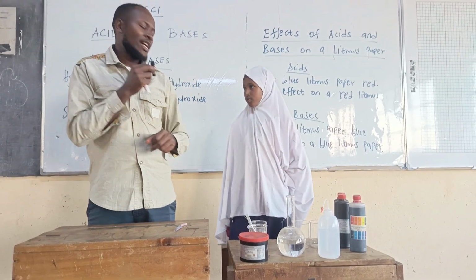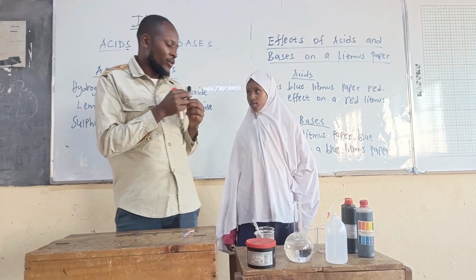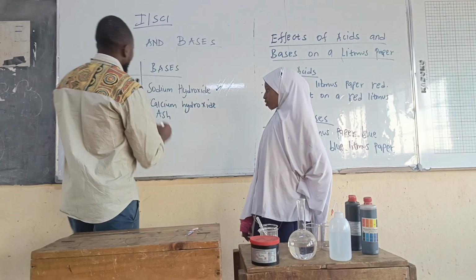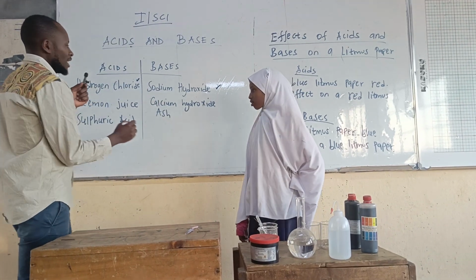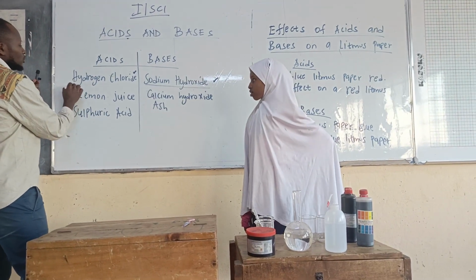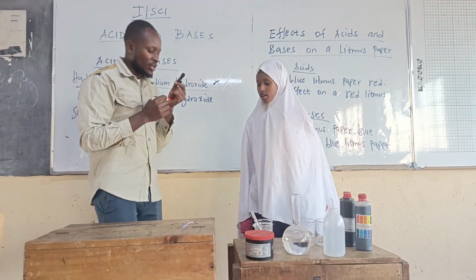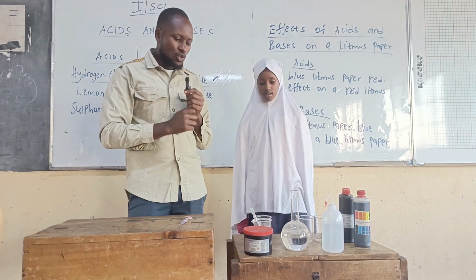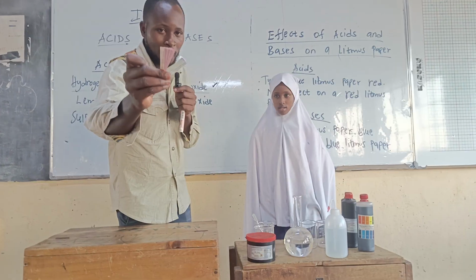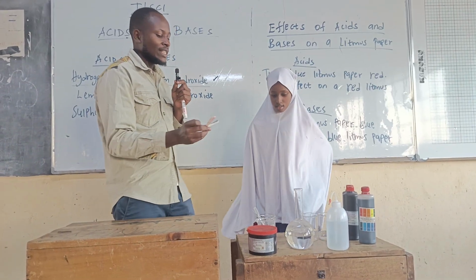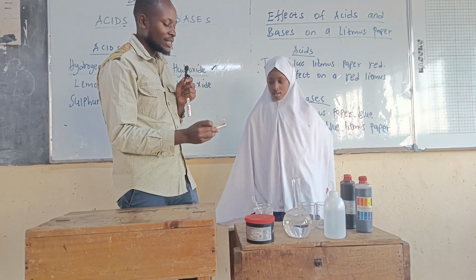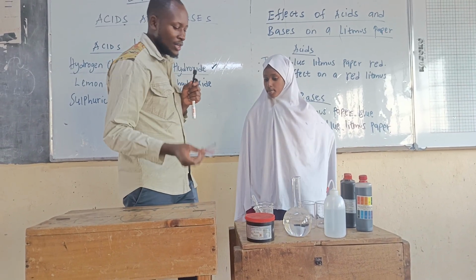Now we have solutions here today. Today we have picked one base and one acid. Our base today is sodium hydroxide and our acid today is hydrogen chloride. So we are going to use litmus papers. We shall start using litmus papers to see what effect an acid and a base have on a litmus paper.